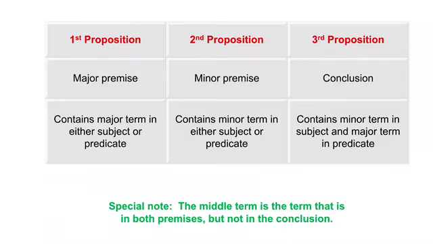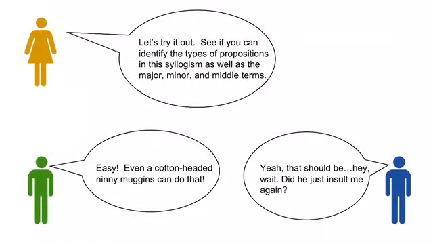The second proposition is called the minor premise, and it contains the minor term, which is either in its subject or its predicate. Then the third proposition is called the conclusion, and it will contain the minor term in its subject and will contain the major term in its predicate. Now we put a special note here. The middle term is the term that is in both premises, but not in the conclusion. All right, that's the middle term. All right, now let's see if we can see this in some action.